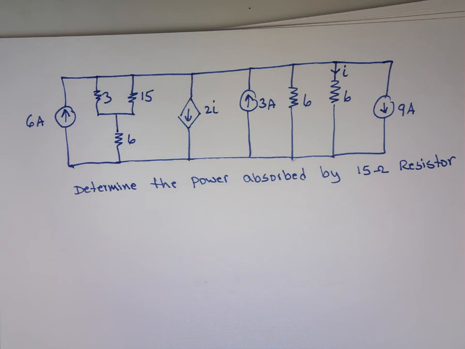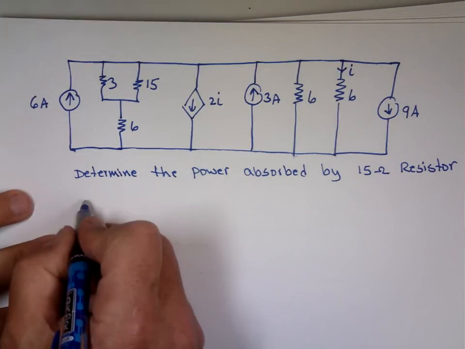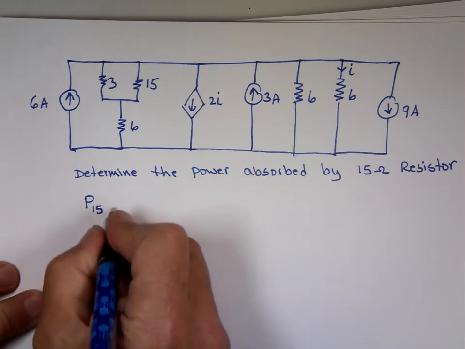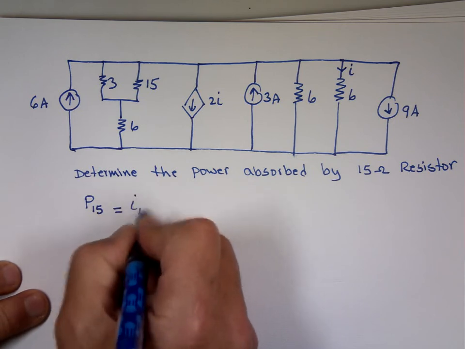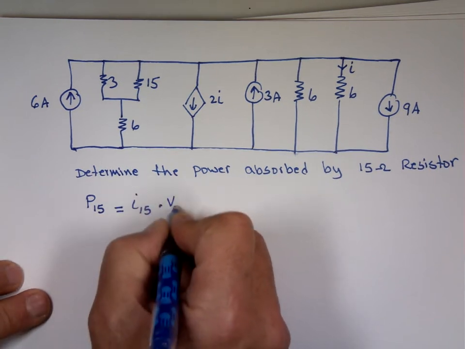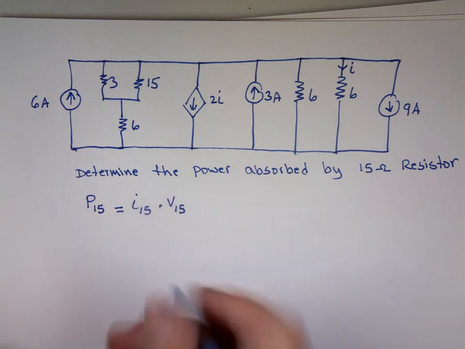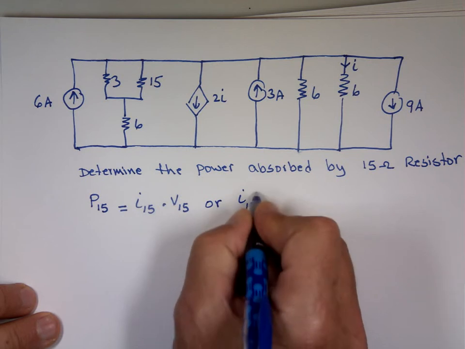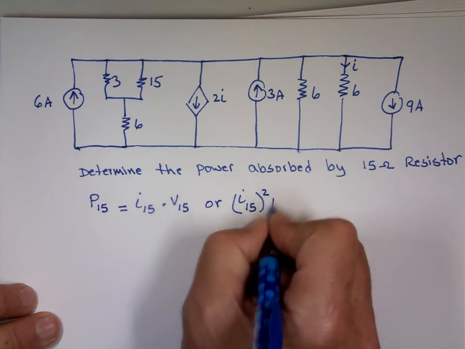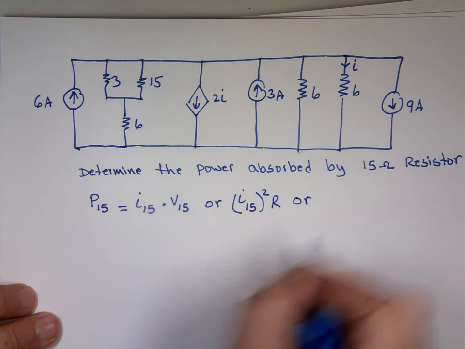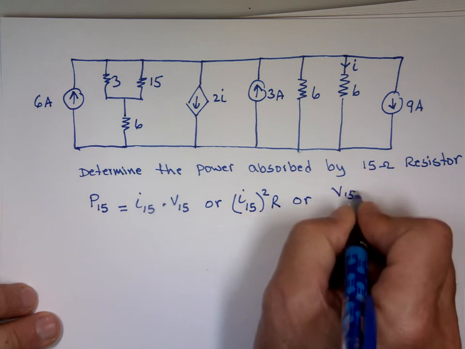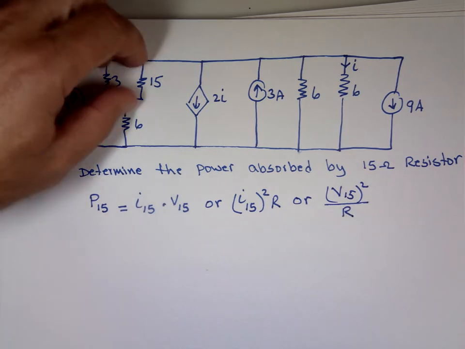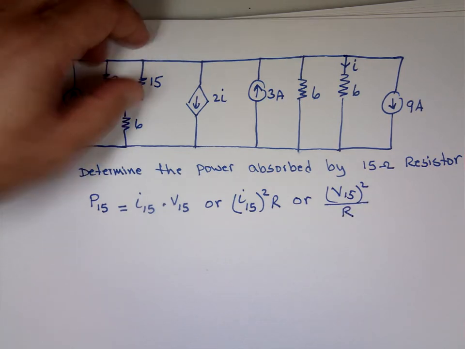So the power by the 15 ohm resistor is going to be the current through that times the voltage across the 15 ohm resistor, right? Or the current through the 15 ohm resistor squared times R, or the voltage across the 15 ohm resistor squared divided by R. So if I know the voltage across that, or the current through it, or the voltage and the current, I can find the power. Any one of them.